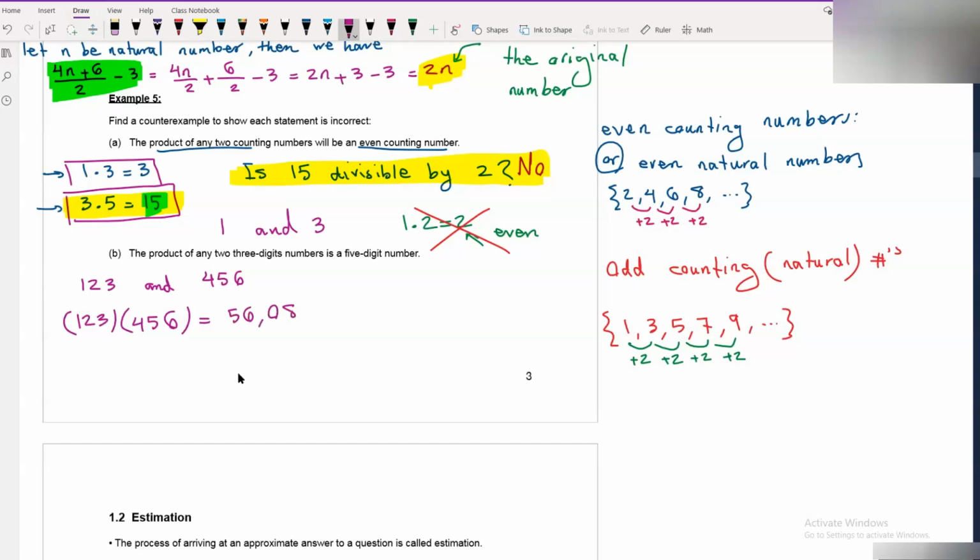So this is what I have. This is a 5-digit number, but it's asking to find a counterexample. Since I have 5 digits, this is not a counterexample. I have to try another one. So we have to pick a larger number.